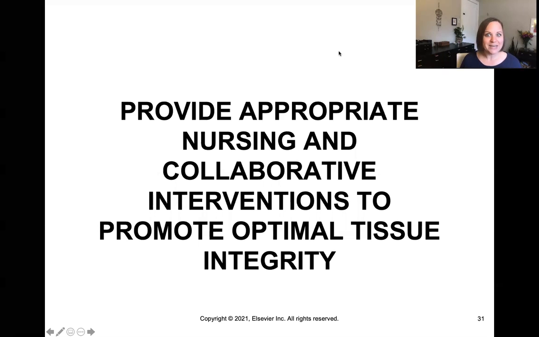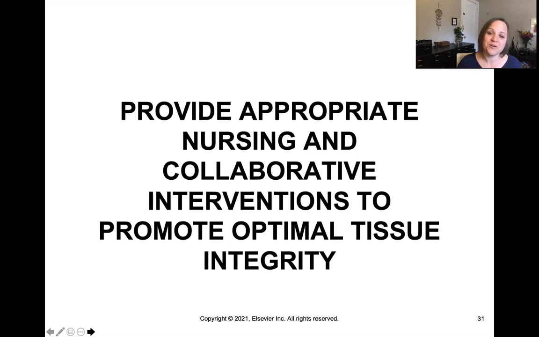I got so excited when we started talking about interventions before we even got here. So you might already recognize a few of these. Just get into it, I guess, today. But let's talk about what those interventions are, both for nursing and collaborative, to promote optimal tissue integrity.